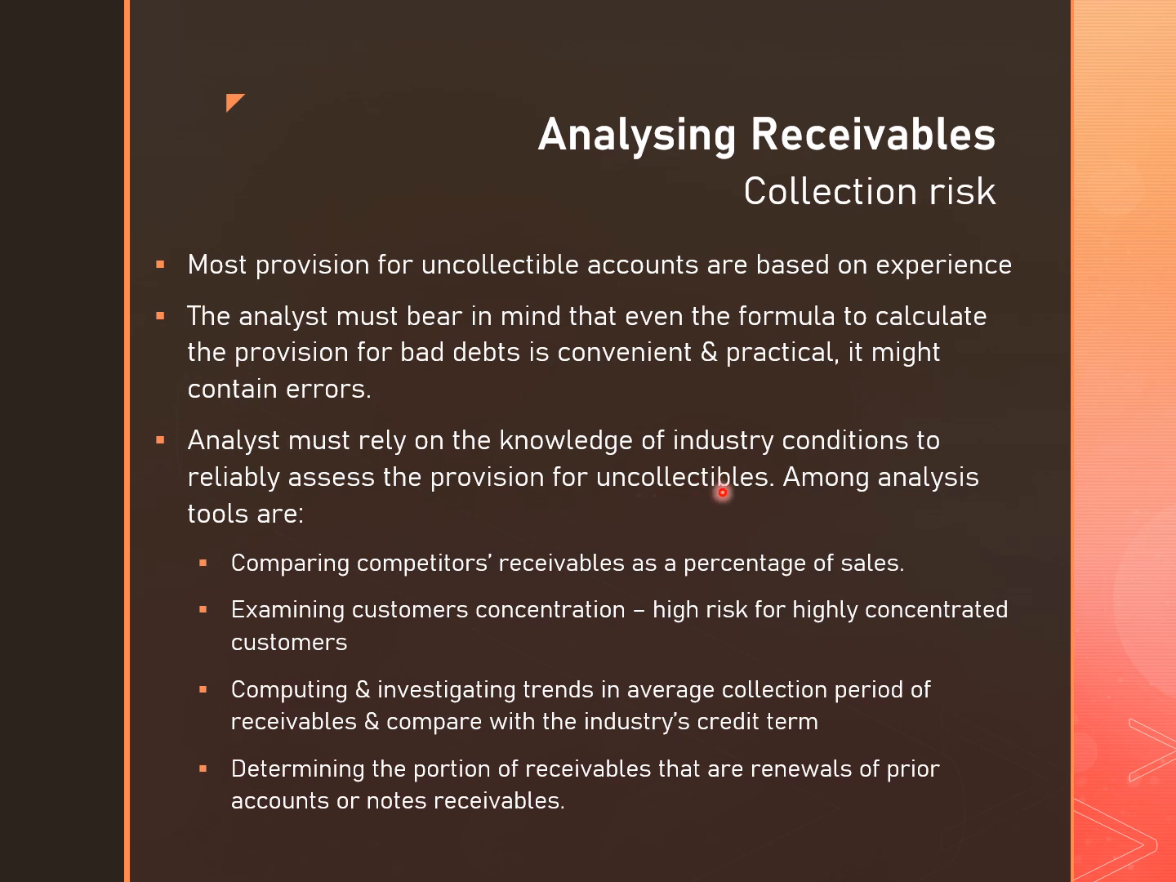So, among analysis tools yang kita boleh guna adalah comparing the competitor receivables as a percentage of sales, ataupun examining customer concentration, high risk for highly concentrated customer. This one adalah apabila you hanya jual kepada beberapa customer je, so ada high risk lah sebabnya ada high chance that customer yang you jual tu tak mampu bayar, dan bila dia tak mampu bayar, dia akan affect your whole business sebab customer you tak ramai, concentrated.